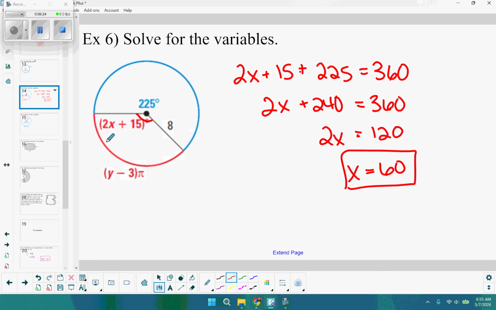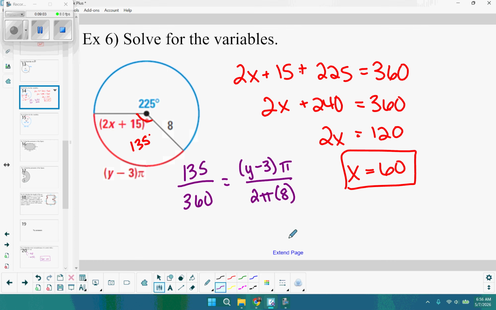And then for y, this is an arc length. They're saying y minus 3 times pi is the arc length. We also know the radius, and we know the degrees, right? If this was 225, this was 135, which also we could have just said 2x plus 15 equals 135, and that would have worked as well. So to find my y value, we're going to do degrees over 360 equals the length over the circumference, and if I know the radius, that's going to be 2 pi times the radius.